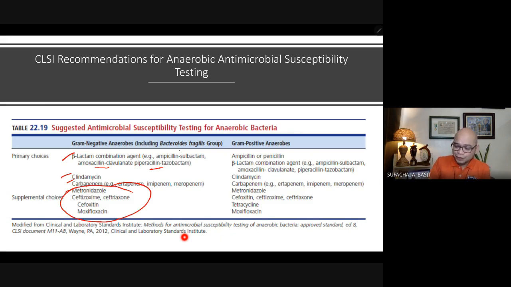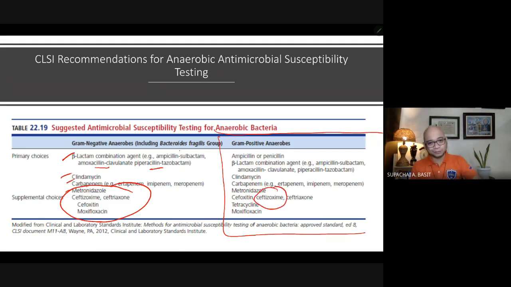If you're dealing with gram-positive anaerobes, the primary choices are ampicillin and beta-lactam combination agents, such as the ones I mentioned a while ago, clindamycin, and carbapenem plus metronidazole. But supplemental choices would also have ceftizoxime. So that's the only addition here for gram-positive anaerobes.